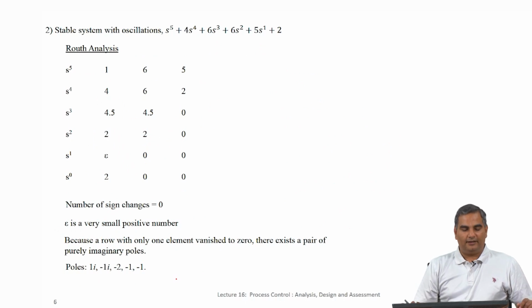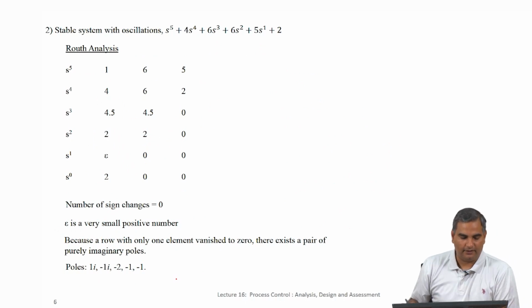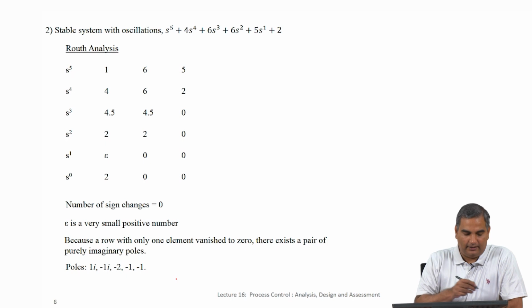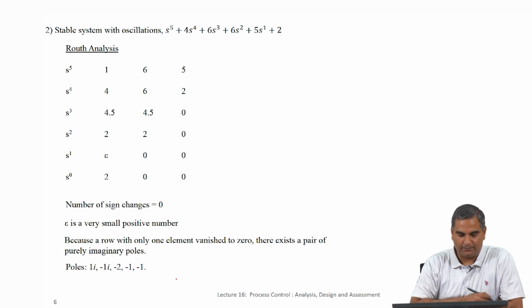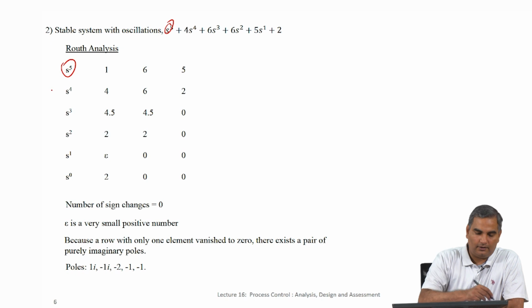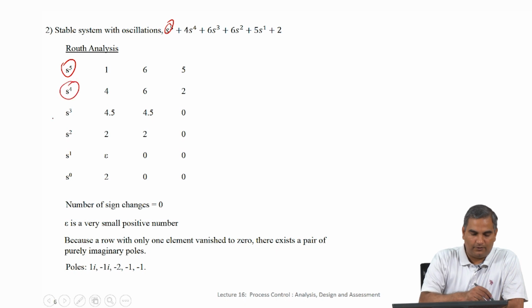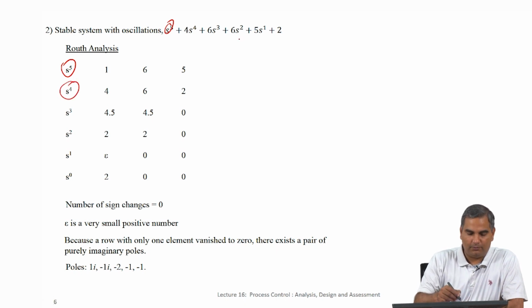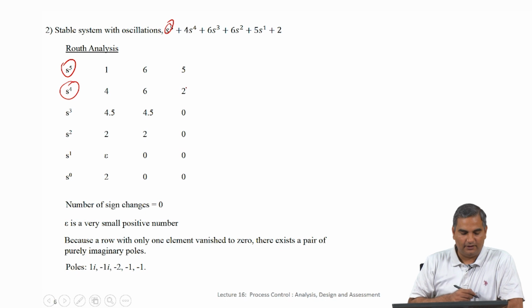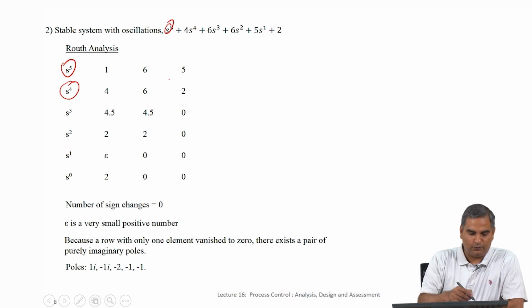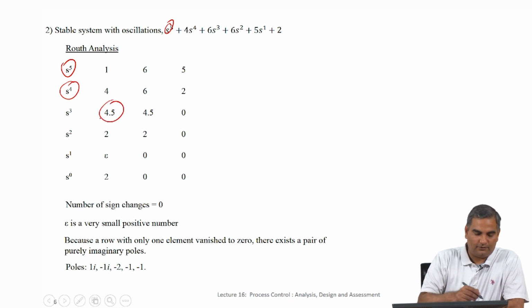So, let us take the next example that we have. So, here again I have a 5th order polynomial, s power 5 plus 4s power 4 plus 6s cube plus 6s squared plus 5s plus 2. Again the first row I put here, the coefficient is 1, skip 1, 6, skip 1, 5, and then you do the second row, s power 4, first coefficient is 4, skip 1, 6, skip 1, 2, you have this. And then let me show you one computation again just for completeness.